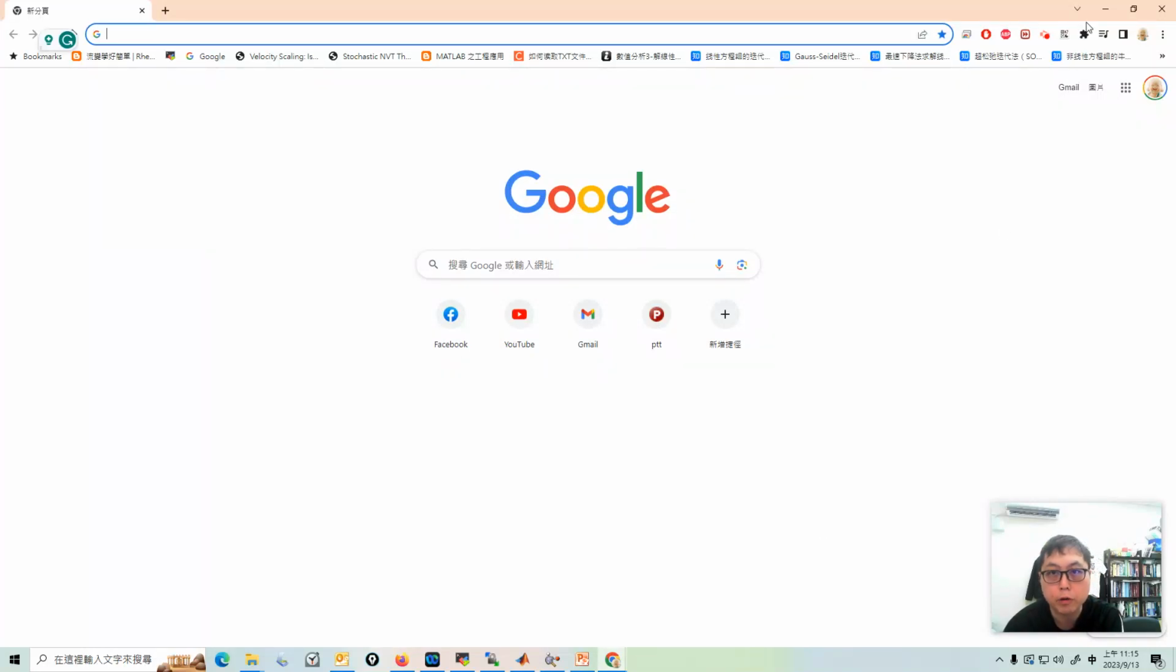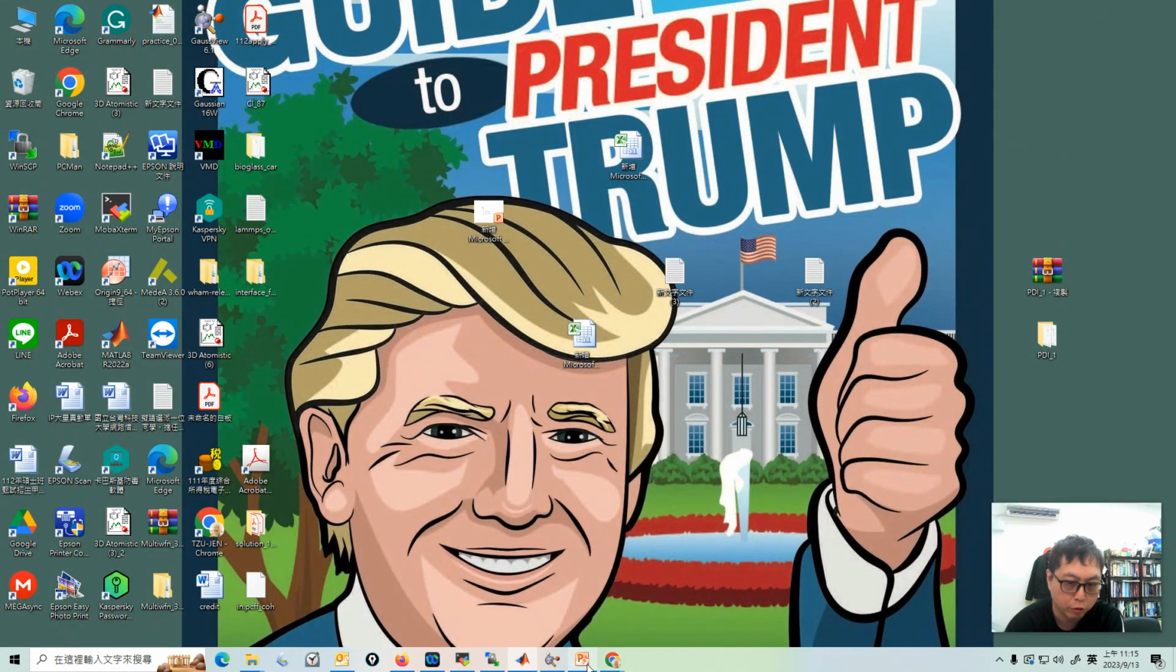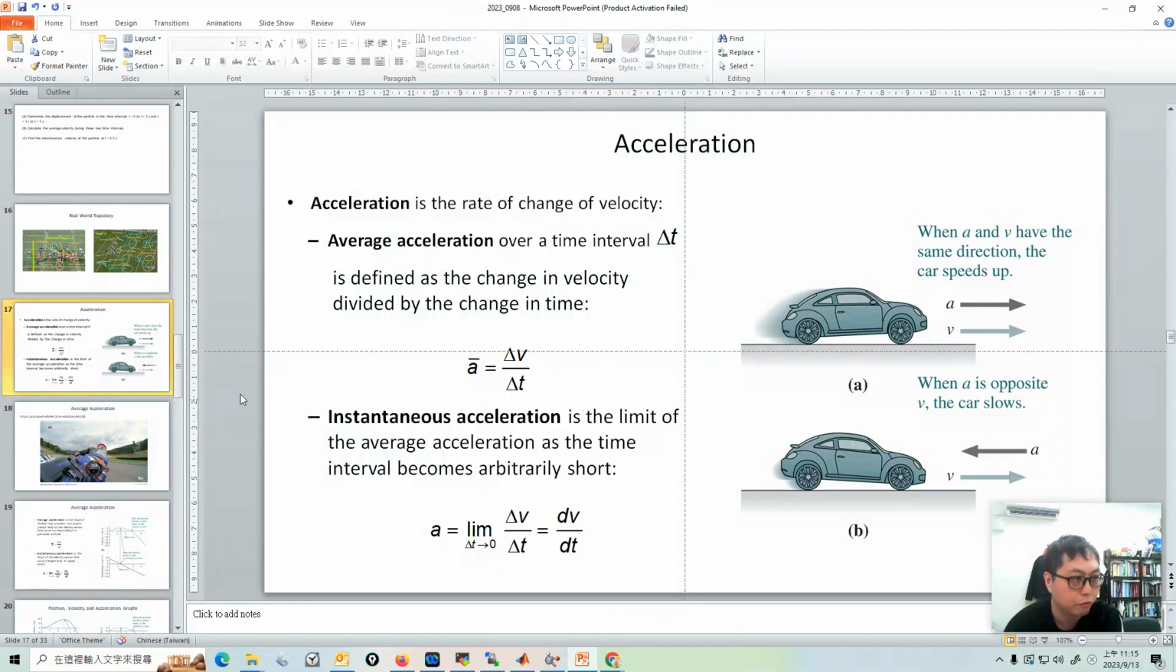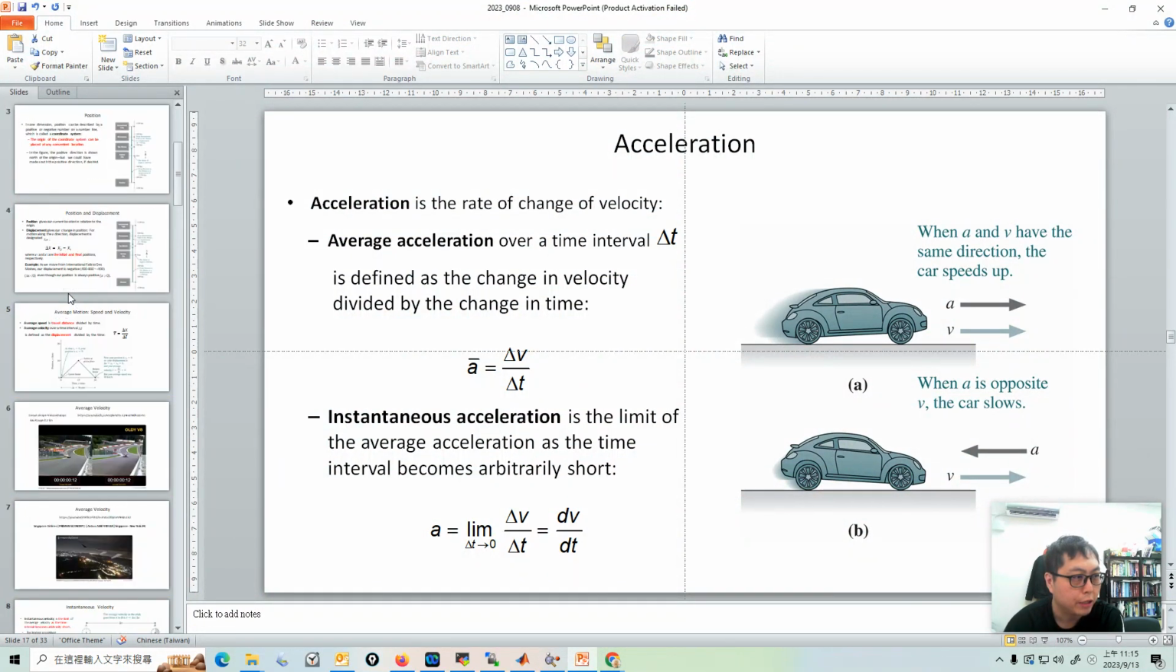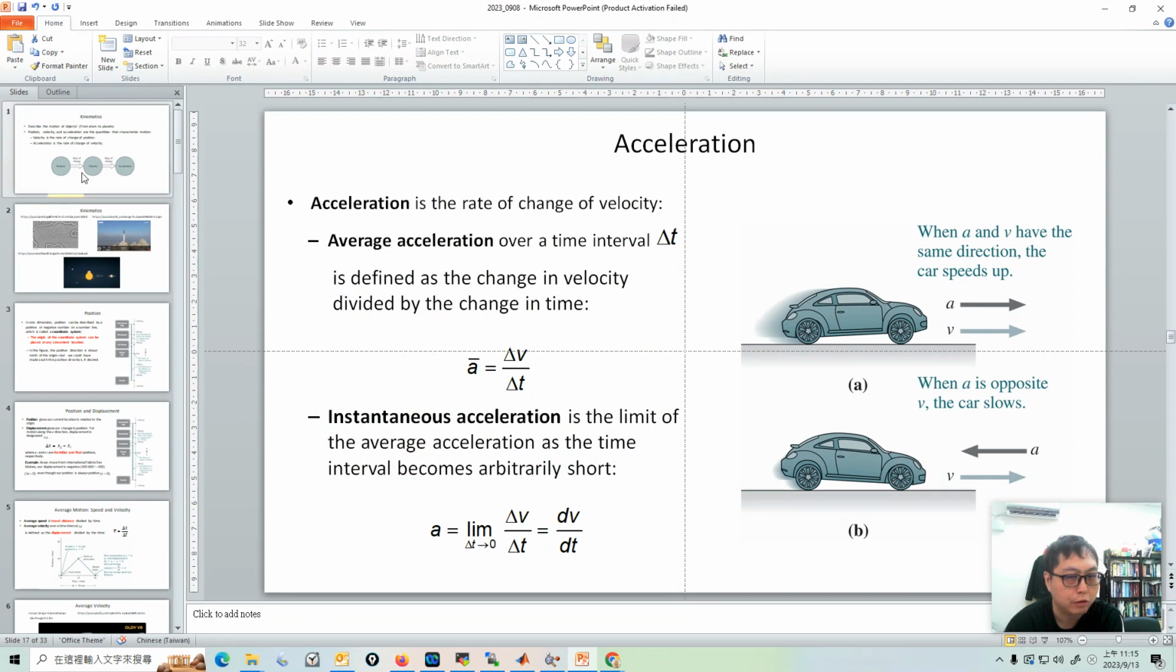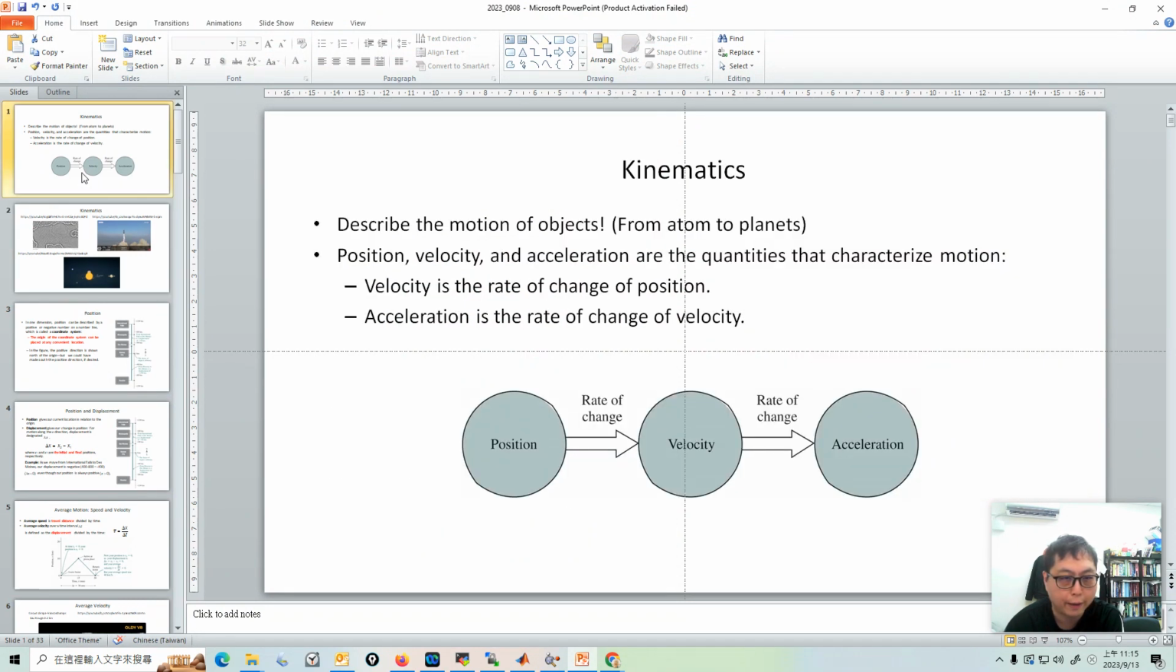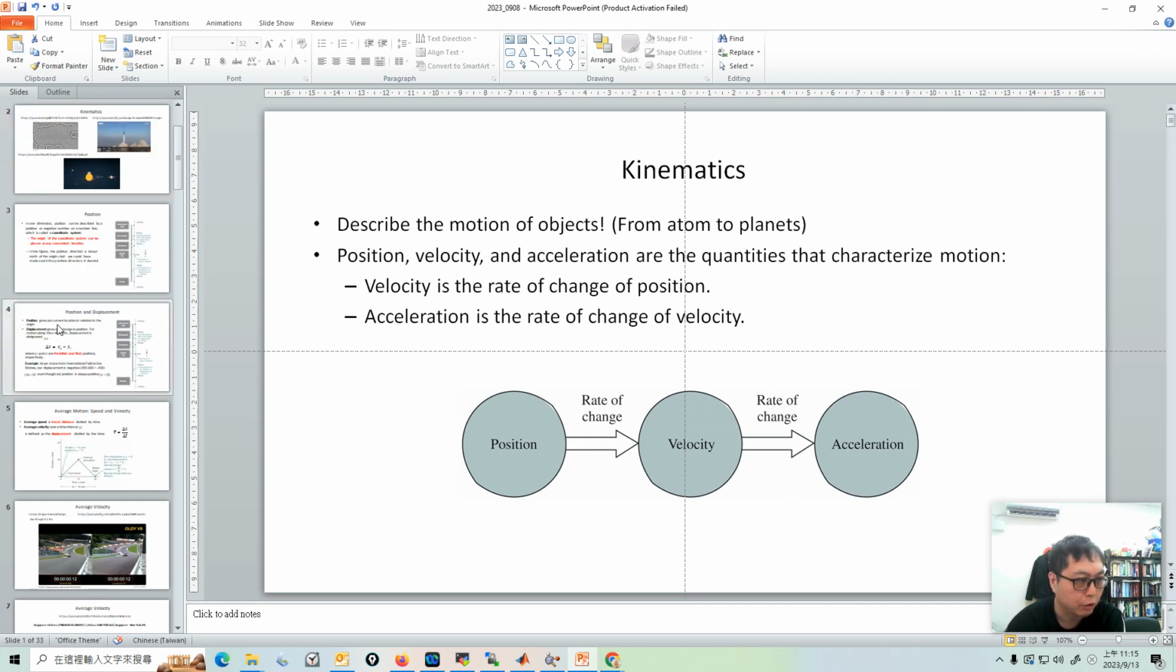In this video I'm going to talk about acceleration. It's also part of 1D kinematics. And once again, kinematics describes the motion of objects and discusses the relationship between position, velocity, and acceleration. Now we are going to talk about acceleration.